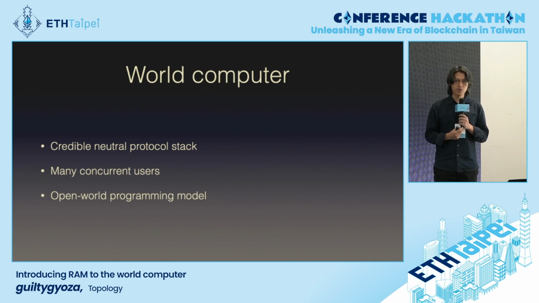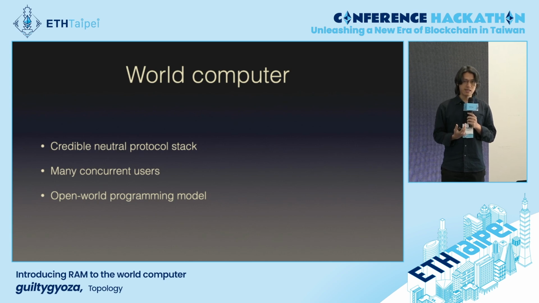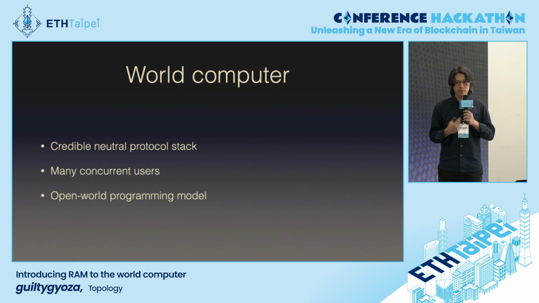And we think there are three properties that characterize a good work computer. One, it needs to operate on a credible neutral protocol stack, because if it doesn't, then it's a centrally operated computer that's rented to users, and that shouldn't be characterized as a work computer. The second property is that it needs to accommodate as many concurrent users as possible, because people should be able to interact with the same computer concurrently around the world.